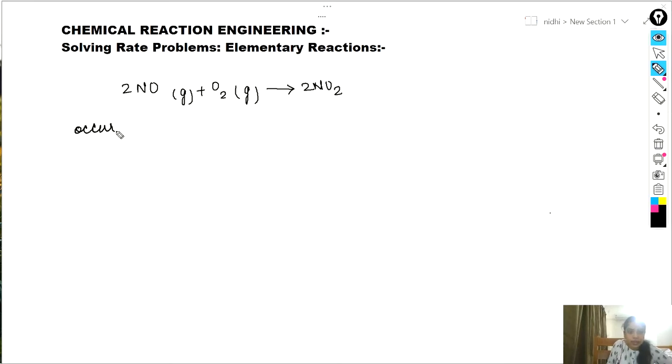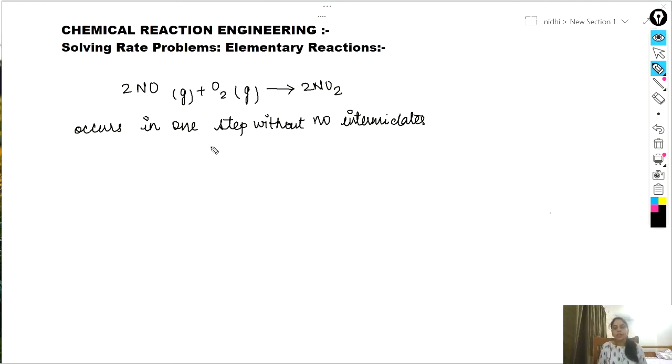This reaction occurs in a single step, with no intermediates. So in this case, we have two NO and one oxygen, and these compounds all collide at the same time and form 2 NO2, right?